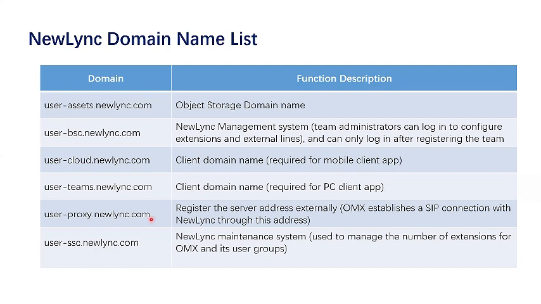And with regards to proxy.newlync.com, the function is to register the server address externally. So the OMX establishes a SIP connection with the Newlync through this address. And of course, the maintenance system is ssc.newlync.com. This is used to manage the number of extensions for OMX and its user group.